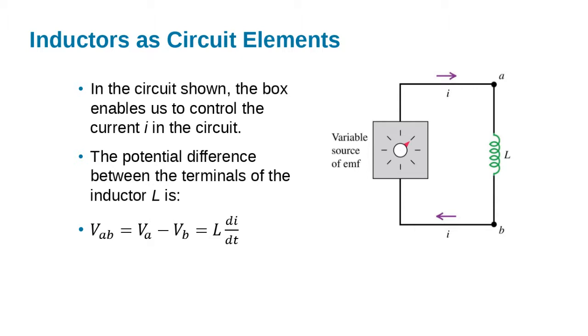So if we have an inductor in a circuit like this, this is the circuit symbol for an inductor, and we said the voltage you get over an inductor is equal to the inductance, basically a measure of how much inductance it has, multiplied by the rate of change of current. So in order to have a voltage over an inductor, we need the current to be changing. If there's no change in current, we don't get any voltage over an inductor.